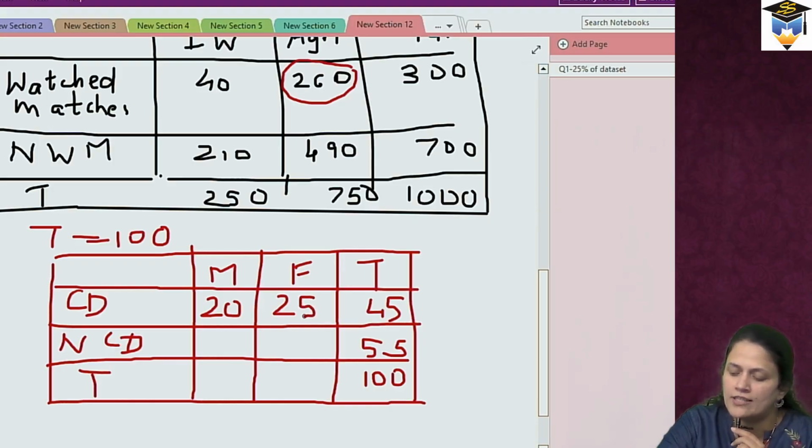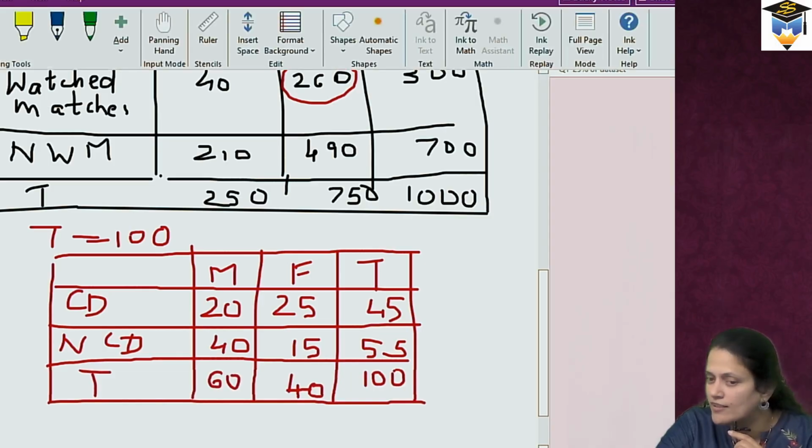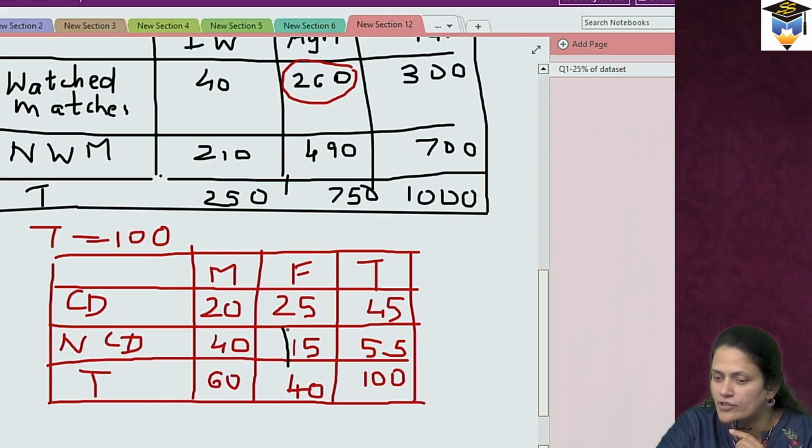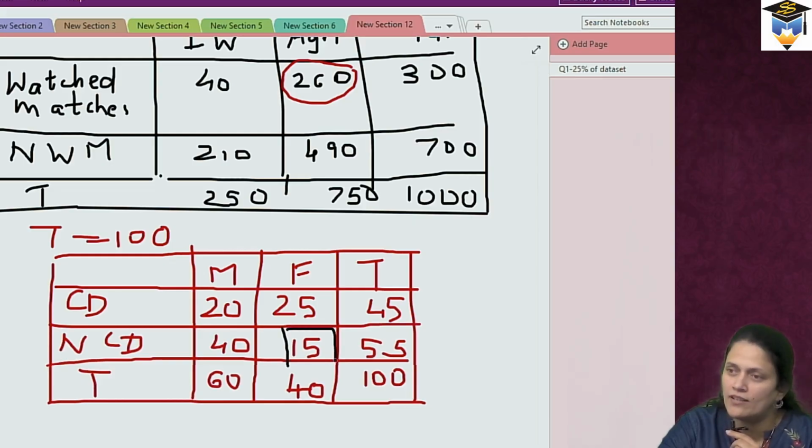Now non-coffee drinkers are how many? 40. What is 55 minus 40? What is the total of female coffee drinkers? Addition. So how much is 100 minus 40? So now what is the correct answer? So this is the correct answer which we want: 15. Did you understand? Is it easy? Aditya, did you understand?